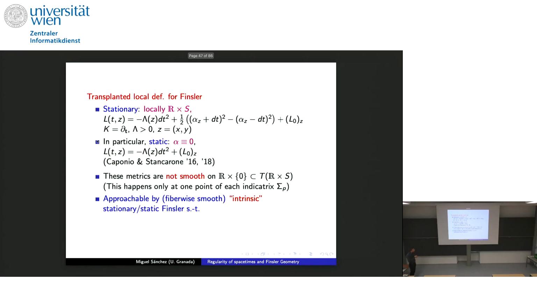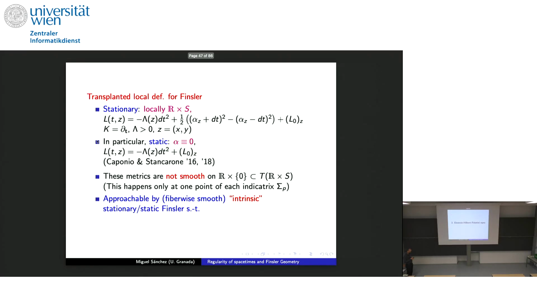However, such type of metrics are not smooth whenever the part of the vector in the Finslerian component is equal to 0, okay? However, again, this happens at each point in one direction of the indicators, and this can be smoothened and can be approximated by stationary and static spacetimes, as in the previous case. Okay?